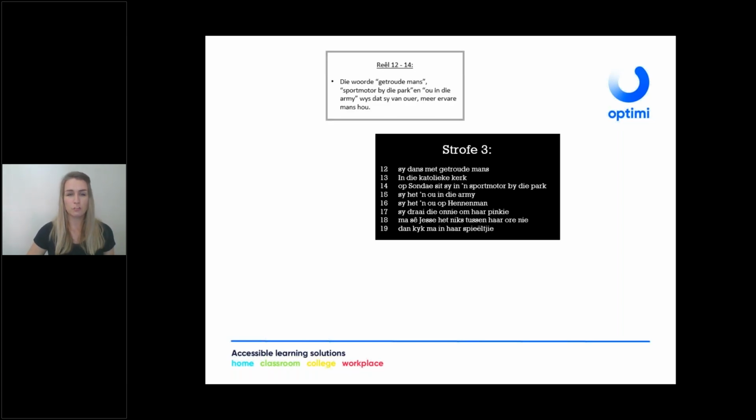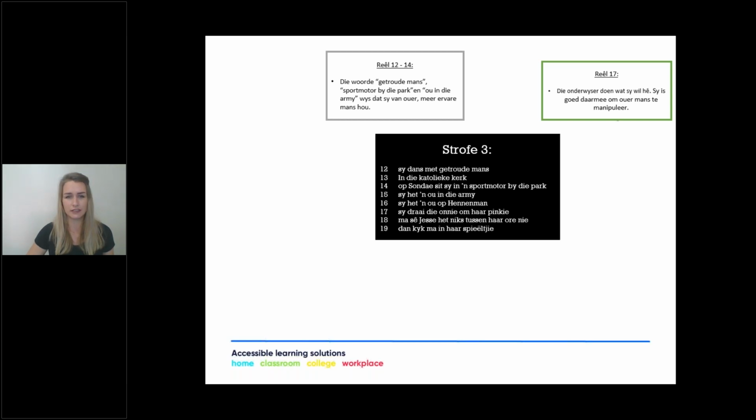Okay, verse 12 to 14. Die woorde getroude mans, sportmotor by die park, in the army shows that she likes older, more experienced men. Because it's only older men that are married, that have sports cars, and that go to the army.